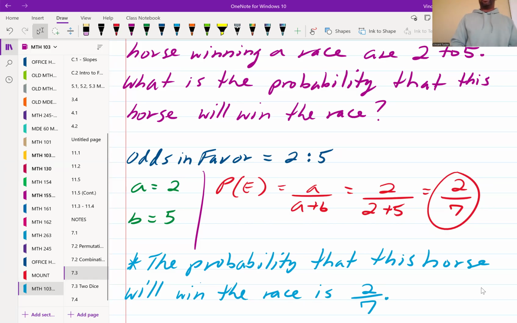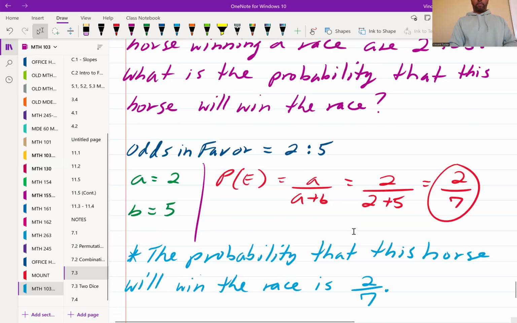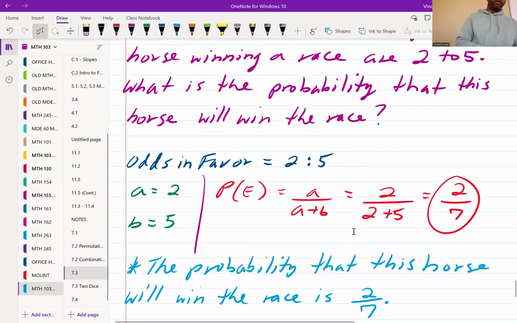All right, questions, concerns, comments, anything, anybody? I believe that's our last problem out of this section. That's it for 7-3. Next class we'll come back and knock out 7-4, and then go from there.